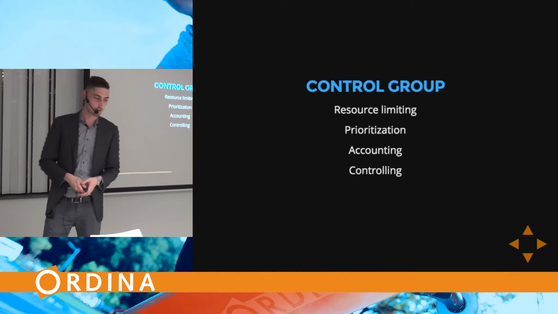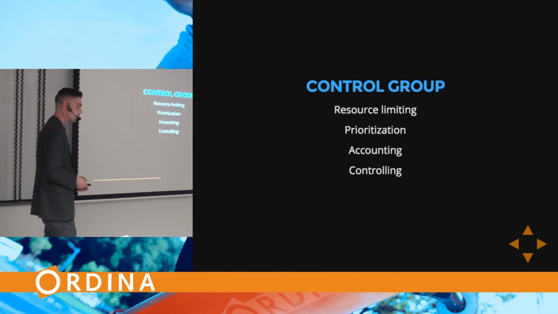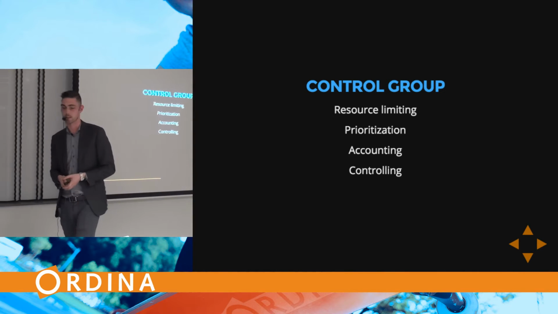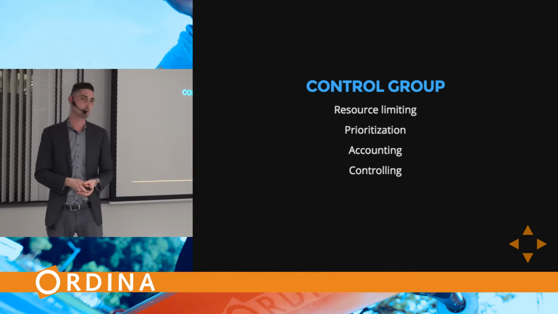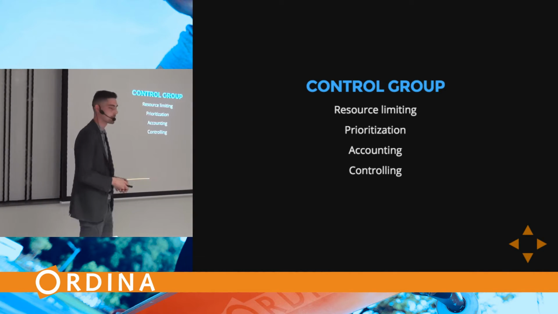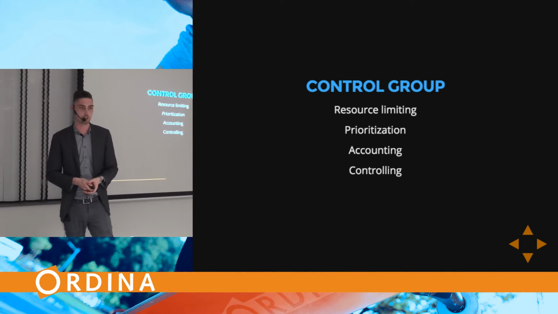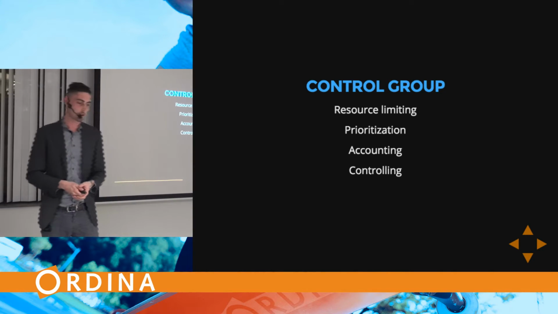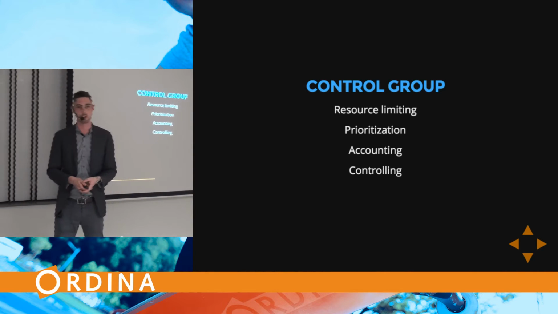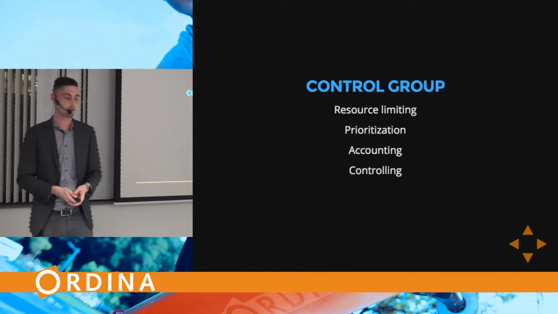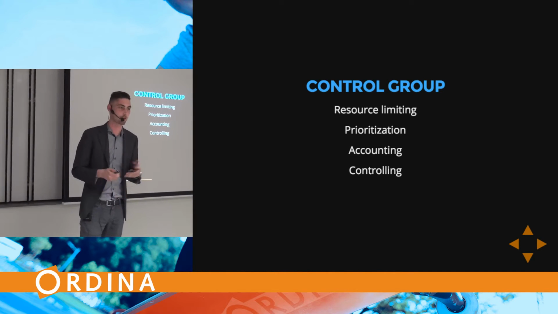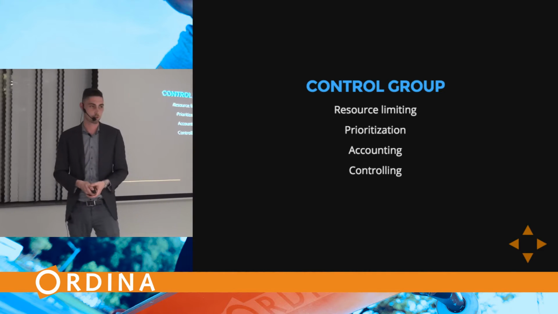So, the third feature of control groups is accounting, and it provides metrics on how much memory a process has used, or how many disk operations it does. So if you're wondering where your Amazon Web Services invoice comes from, how they calculate that, look at that. And it also allows you to control processes, so you can freeze and restart processes with C groups.